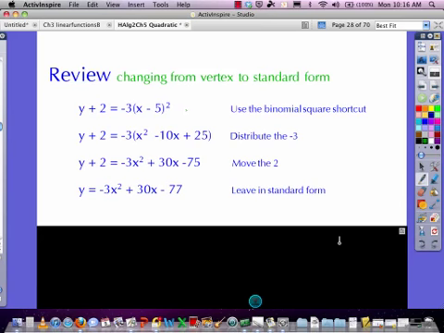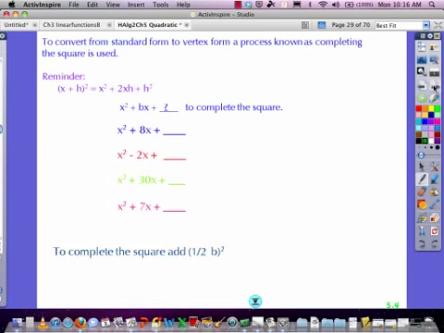It's the other method that we want to talk about. So before we do go to changing from standard to vertex, we need to remember we've been working with that binomial square theorem. And here it is. If I take a binomial square, I would square the first, take the product of the two terms, double it, and square the last, and I would get x squared plus 2xh plus h squared. Now that works no matter what.